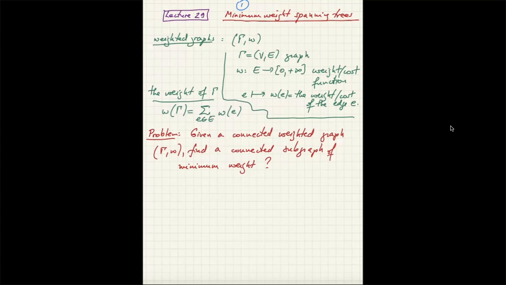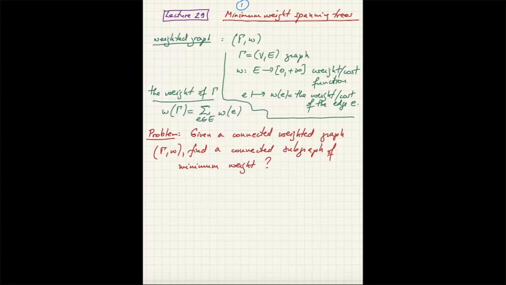Today we'll continue our discussion about trees, and we'll talk about a topic involving the notion of minimum weight spanning trees. To describe this notion and the problems associated with it, I need some definitions. First, I will define a notion of a weighted graph.